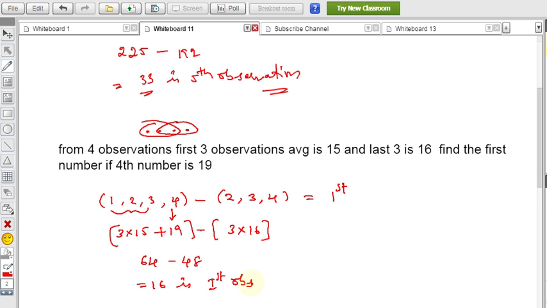Similarly, similar types will be asked for the days also. Monday to Friday sum and observation, again Tuesday to Friday. So we can apply the same concept to such types of questions.